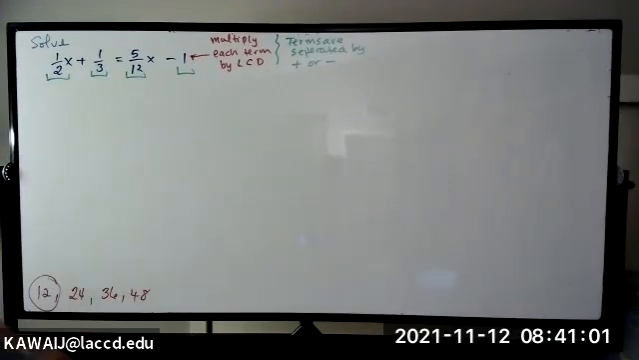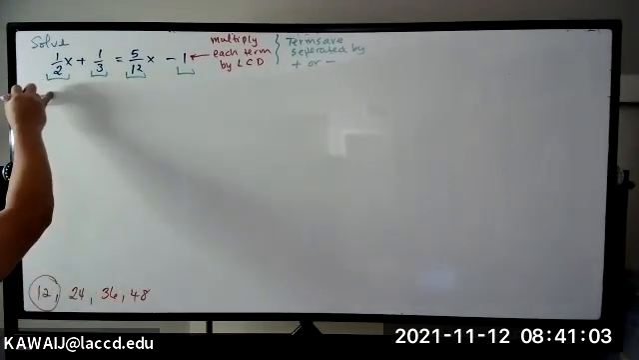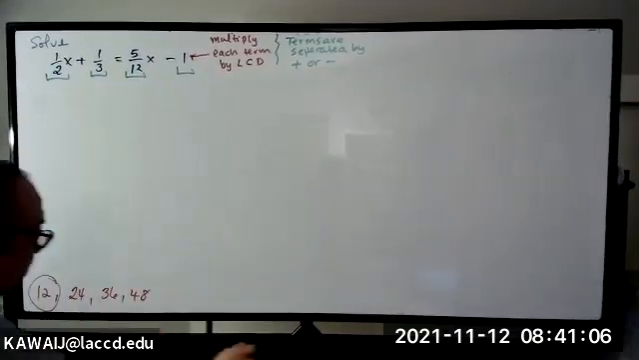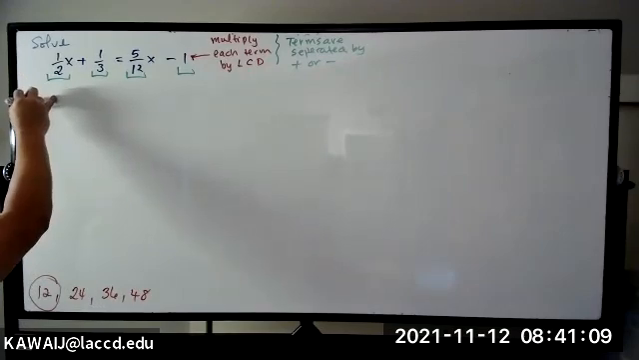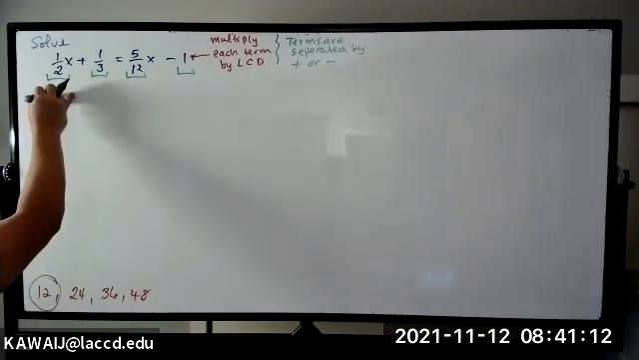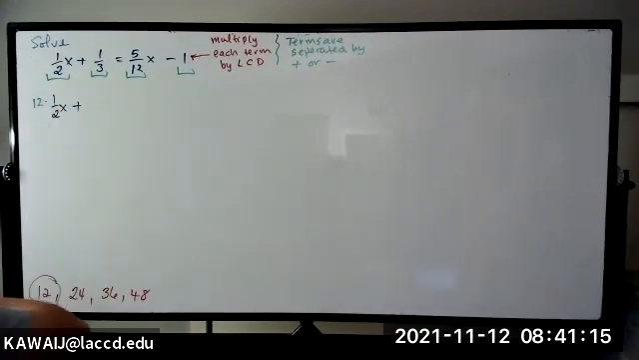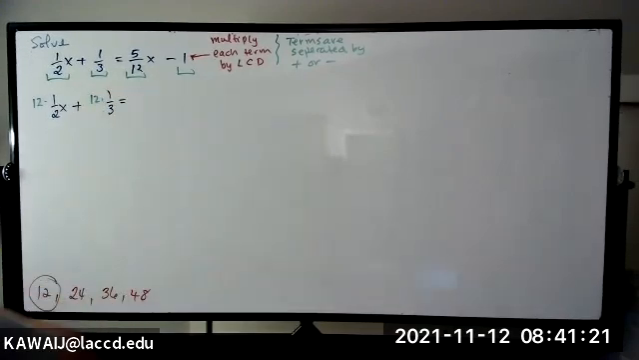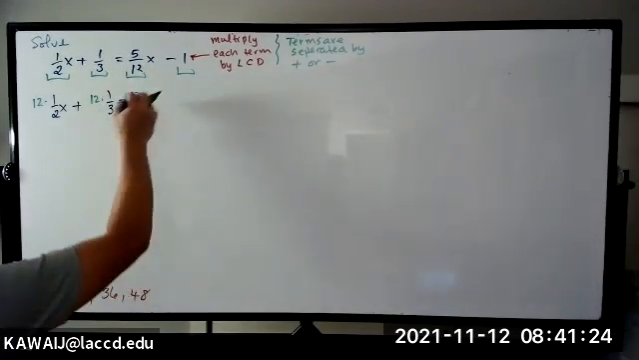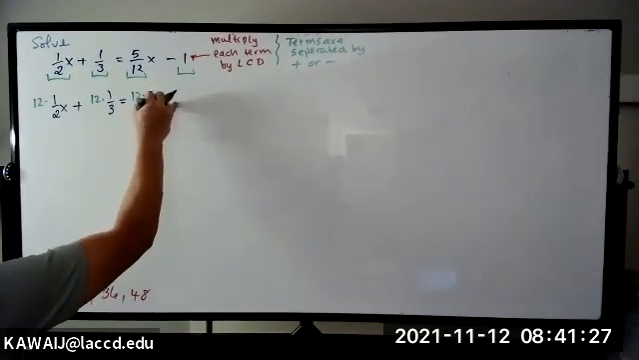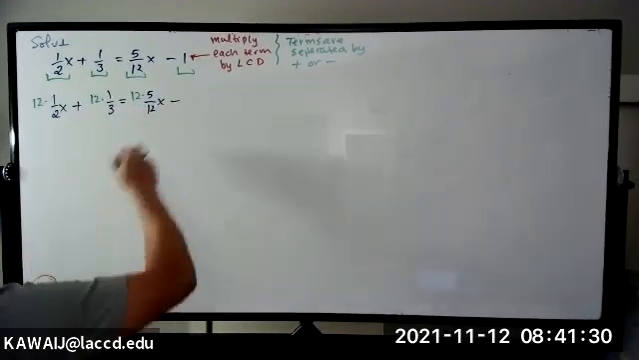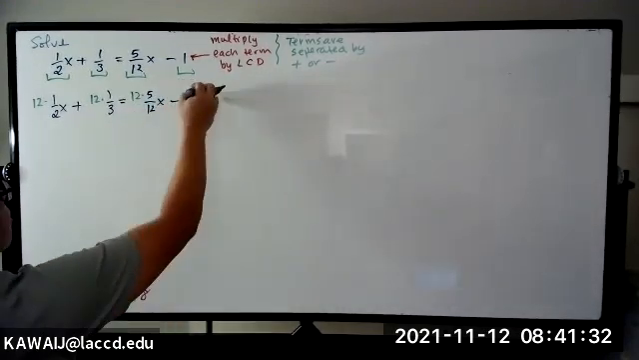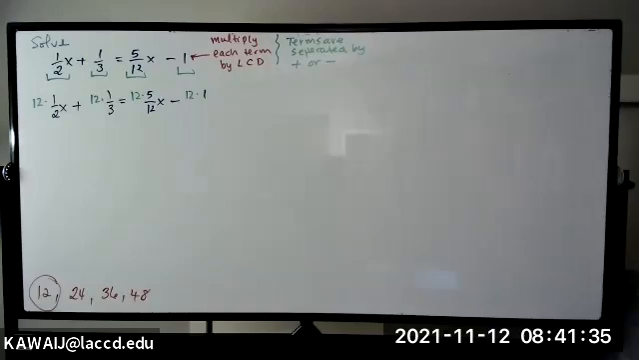So I have, well, let me put it in green. 12 times 1/2 x plus 12 times 1/3 is equal to 12 times 5/12x minus 12 times 1. Okay. Let me give people a chance to copy if they copy.